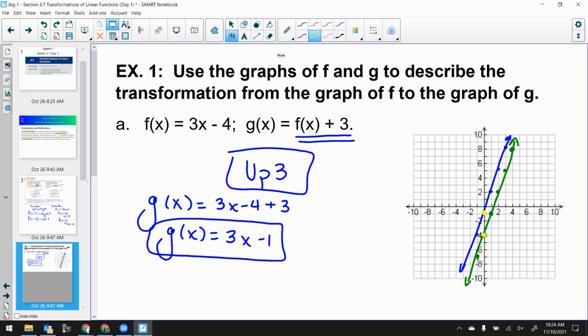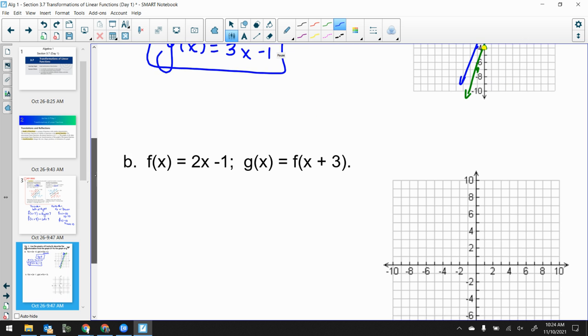Okay. And you could label them like here. This was f of x, so I'm going to label that with an f, and label this with a g. If you weren't using colors and you really wanted to graph both of them to see the transformation, just write a little letter next to it. Let's do that a couple more times.